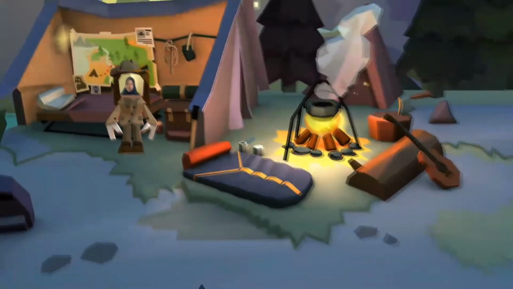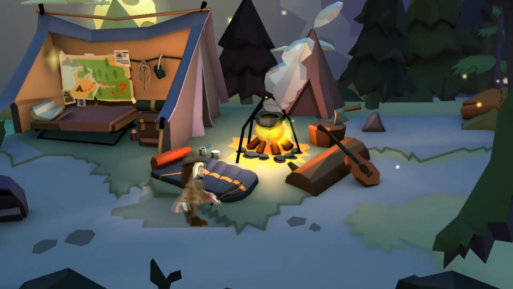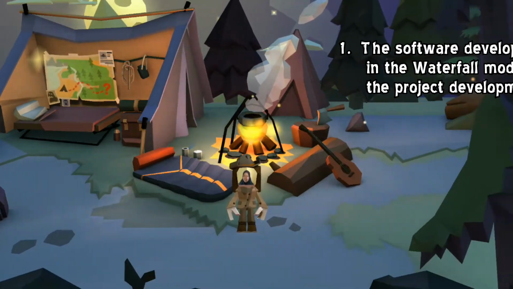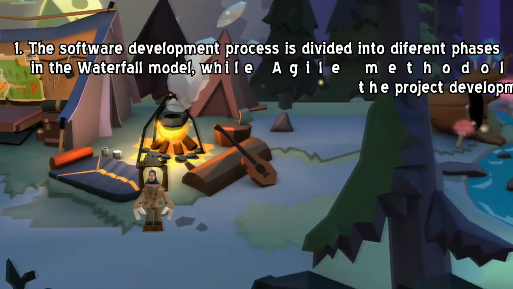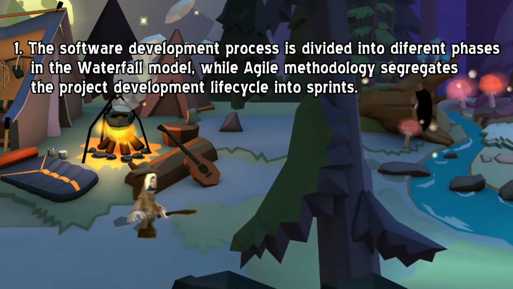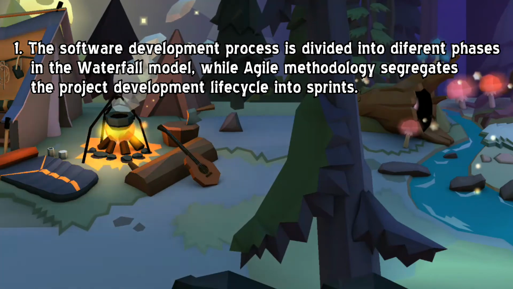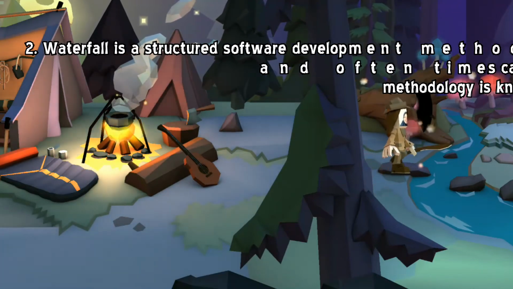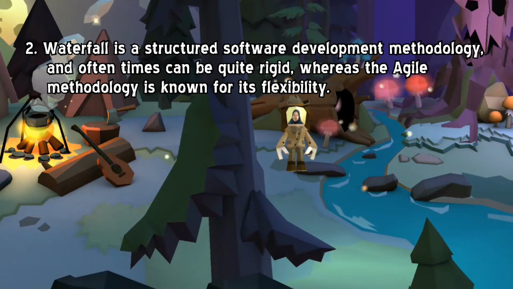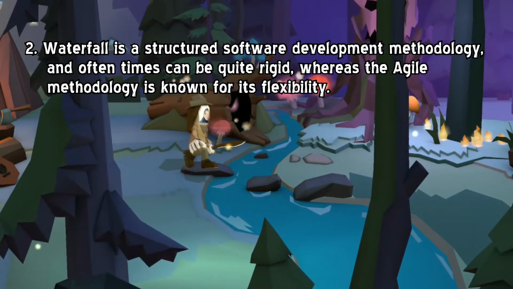We have learned just now about the waterfall methodology. So now I will explain about the differences between Agile and waterfall methodology. First, the software development process is divided into different phases in the Waterfall model, while Agile methodology segregates the project development lifecycle into sprints. Second, Waterfall is a structured software development methodology and can often be quite rigid, whereas the Agile methodology is known for its flexibility.